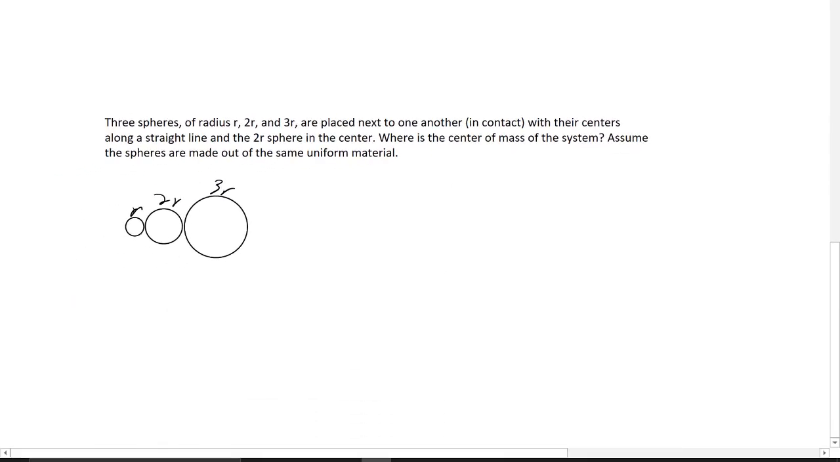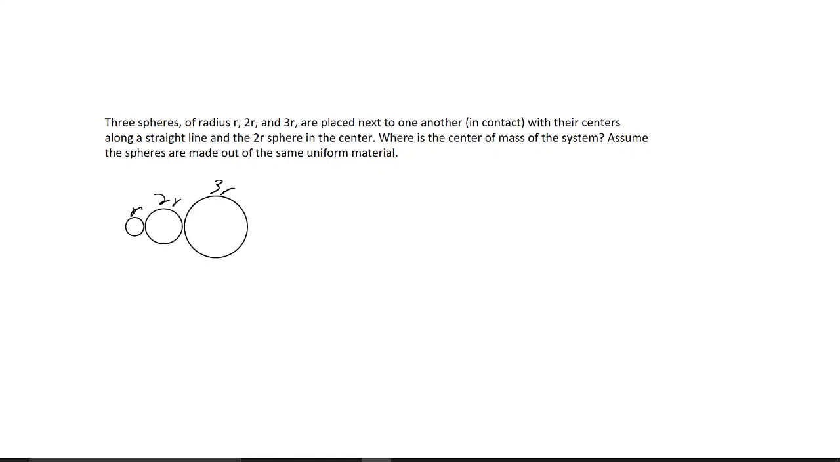Three spheres of radius r, 2r, and 3r are placed next to one another in contact with their centers along a straight line and the 2r sphere in the center. Where is the center of mass of the system? Assume the spheres are made out of the same uniform material. So this is a diagram of the system. See, there are three circles. It's not to scale though.